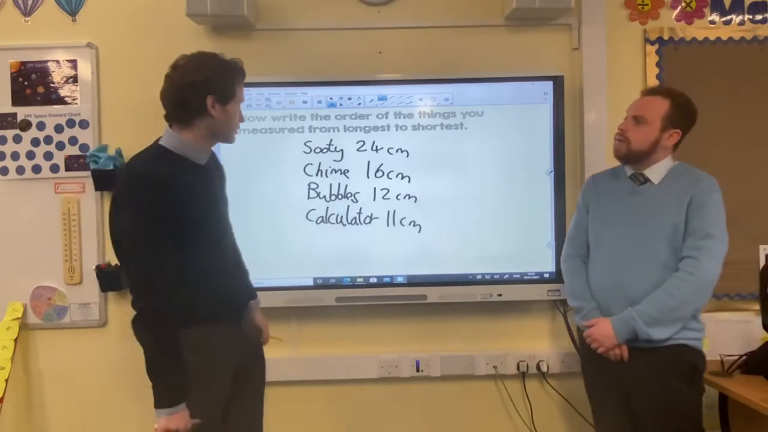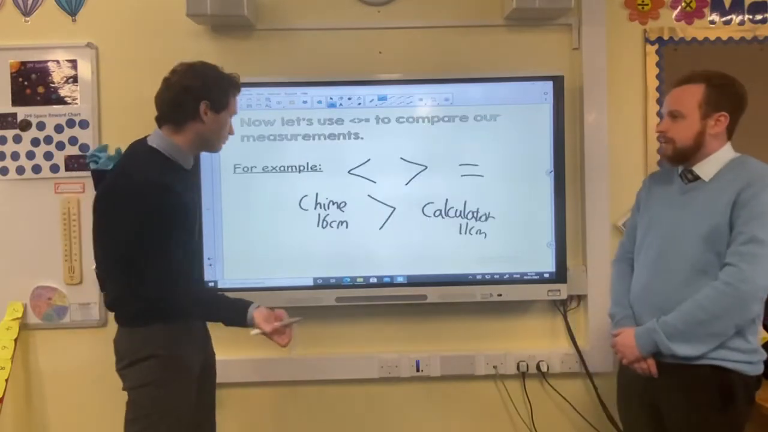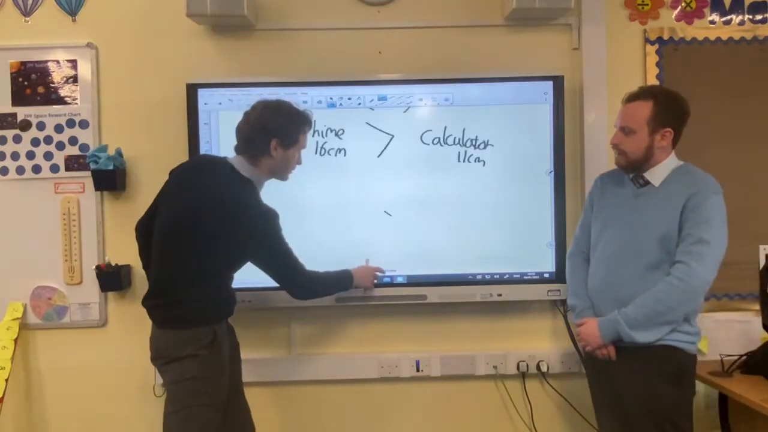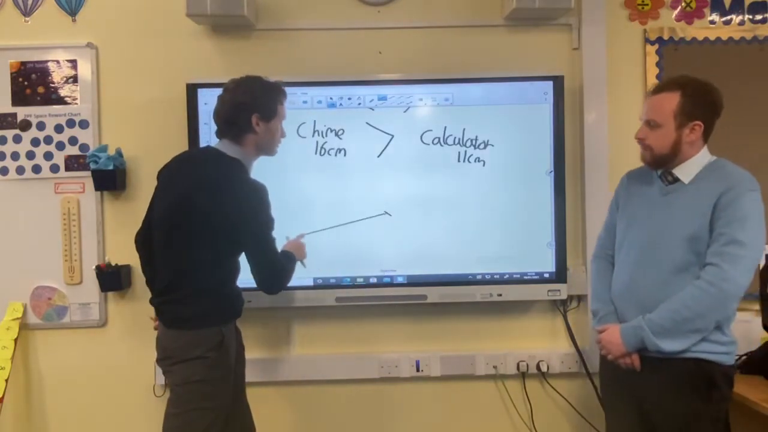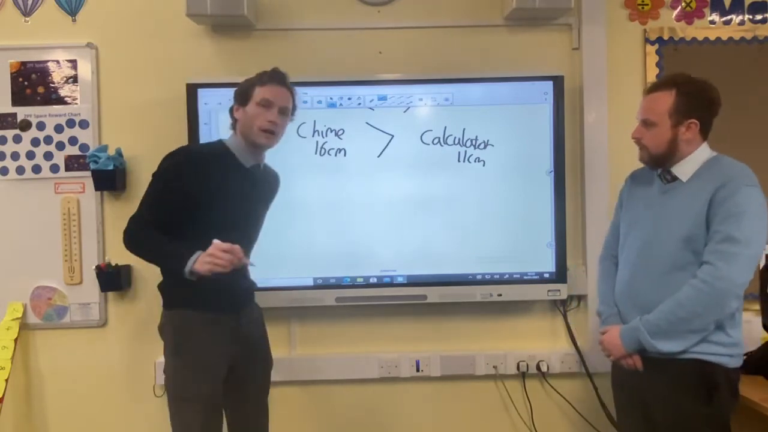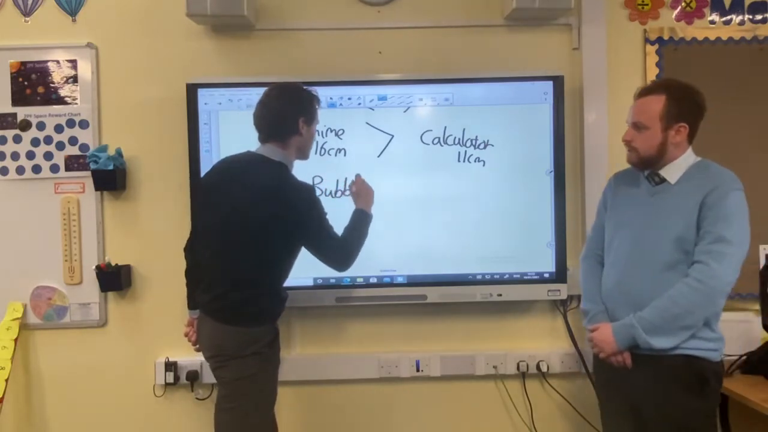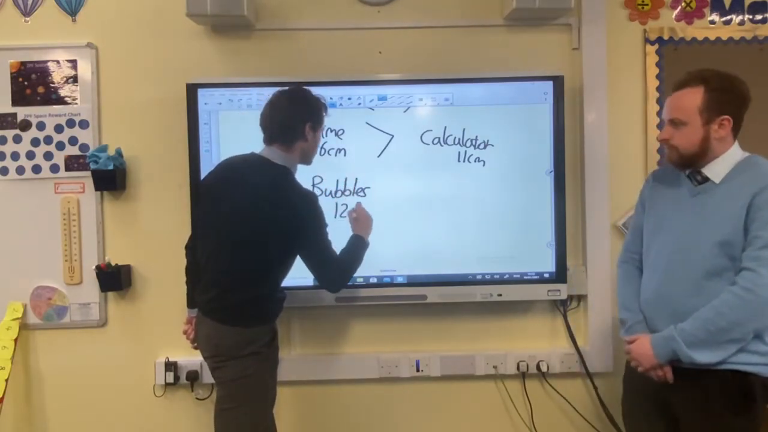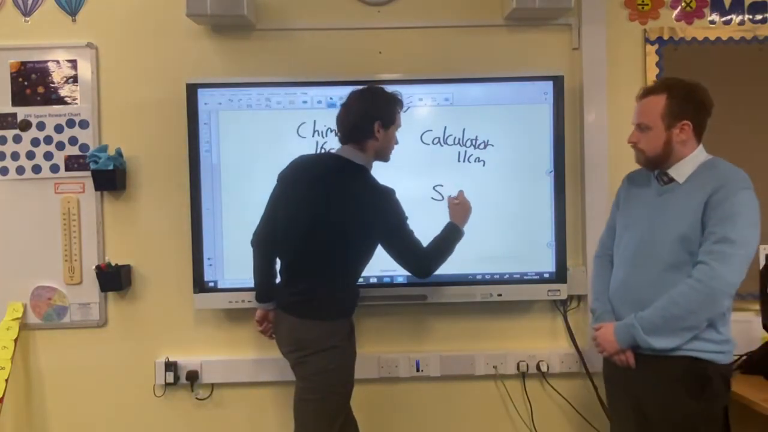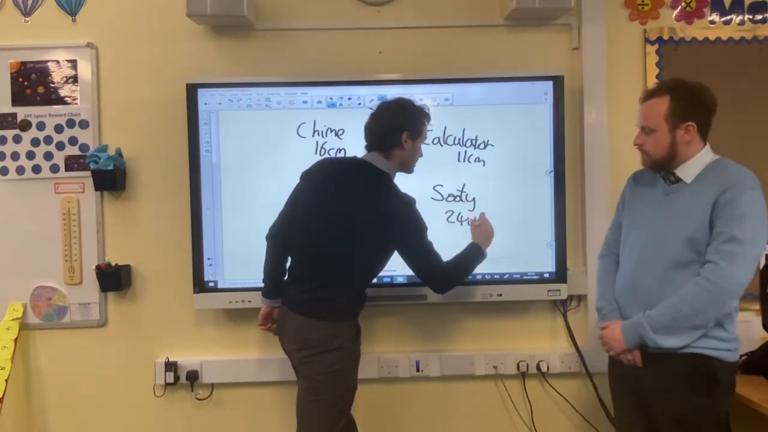Let's look at Sooty and the Bubbles, shall we? So this time I'm going to put the bubbles first. So we just go down, so I just extend the page. There we go. Oh dear me. Never mind. Lovely. Right, so let's put the bubbles. How long were the bubbles, Mr. Lake? 12 centimetres. 12 centimetres, and then Sooty, I remember, was 24, wasn't it? Okay, Sooty was 24 centimetres.